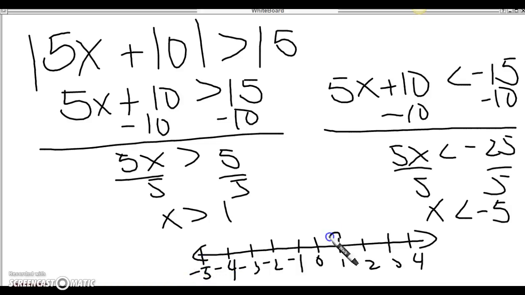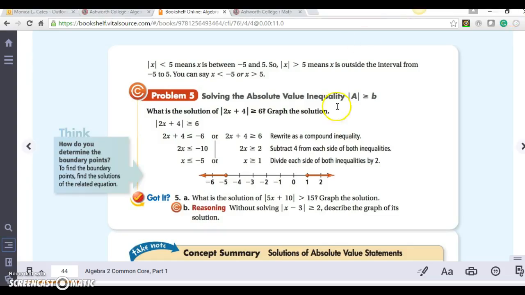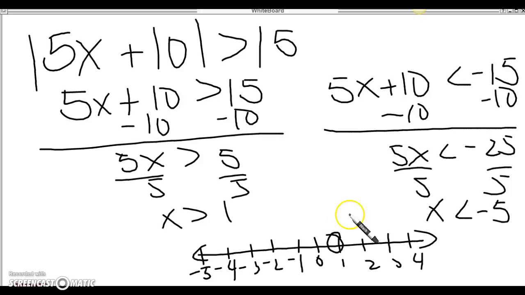So at 1, I have an open circle because it's not equal to. Let me make sure I wrote that down correctly. Yes, it's not equal to, so it's an open circle. And x is less than, so it's going in this direction. And for the second one, I have x is greater than, open circle, so it's going in the positive direction.